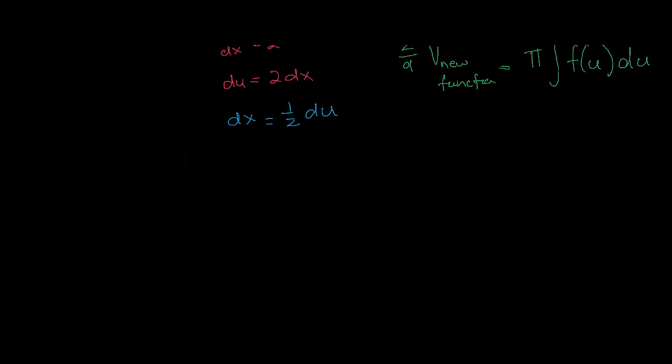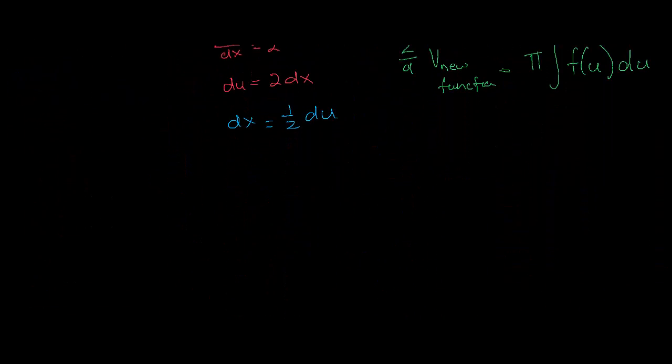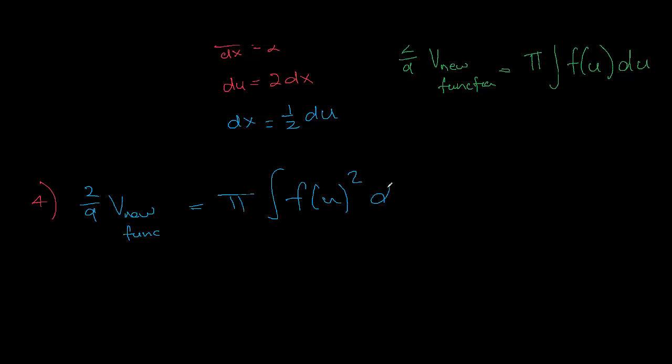So step 4 is the dummy variable step. Now this is very contentious stuff. So for step 4, I'll write down where we were. So we had 2/9 V of the new function equals pi times the integral of f of u squared du.